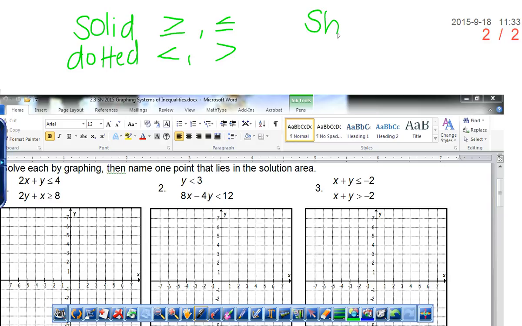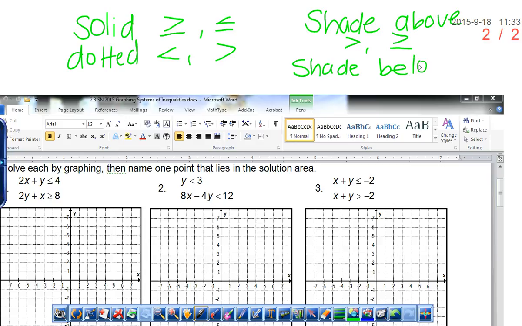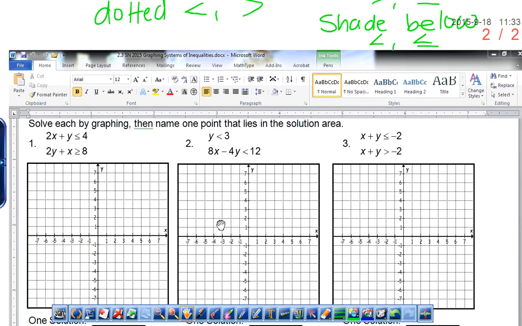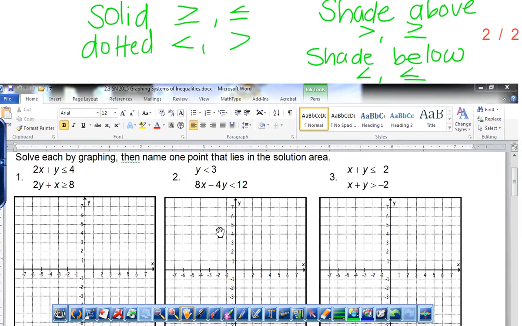When do we shade above a line? Yeah, you shade above with greater than or equal to. And we shade below with less than or equal to. Okay, so just a little review of that. So let's look at number 1.